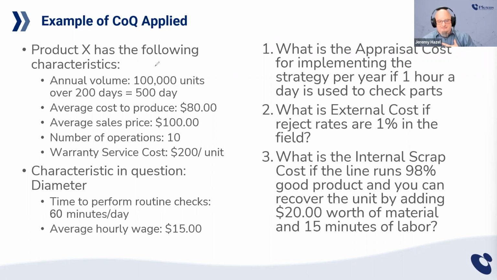I have a widget. We make 100,000 units over 200 production days. It means we make 500 a day. We get charged $80 to produce said widget. We sell it when all is said and done for $110. And if we have to call the service center to come pull our unit, they charge us $200 in addition. These are your demographics, so stay with me.